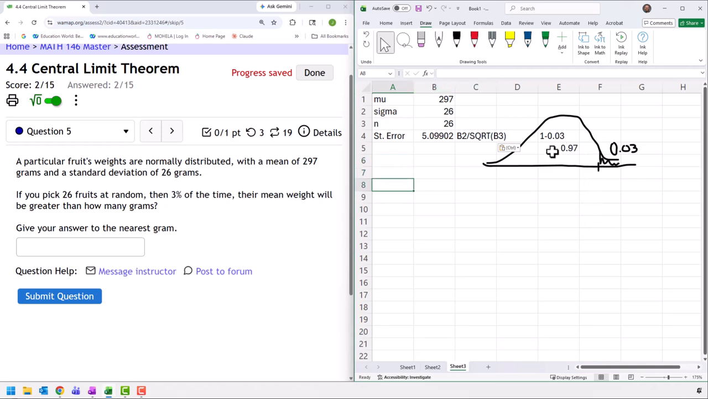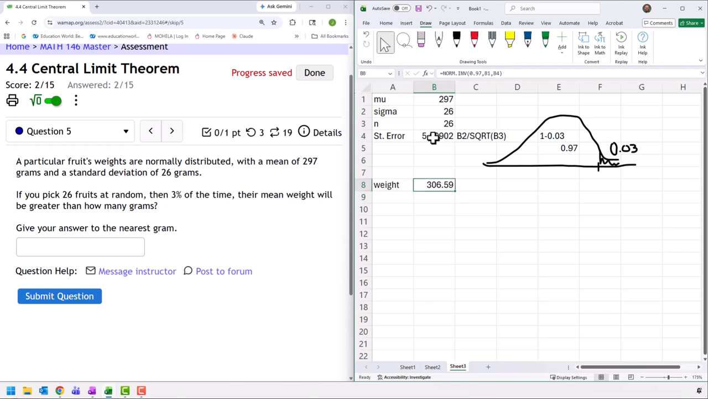We have an area under the curve. So when I'm looking for that x value, or that weight, it's going to be equal to a normal inverse. Our probability, the area to the left under the curve, is 0.97. The mean is this one. And then the standard error is going to be the standard error of the mean. And this gives us a cutoff.